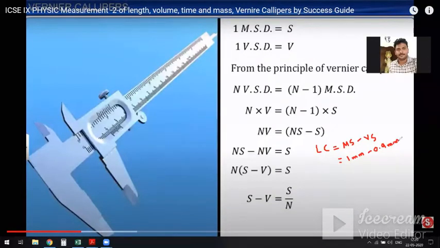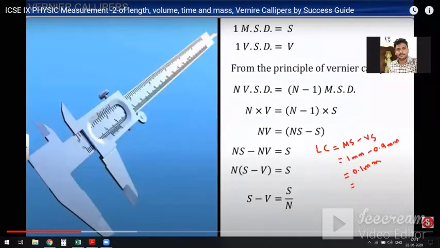Okay, so we will not solve all these hard derivations. We'll simply go with the easy formula, that is least count equals main scale minus Vernier scale. Main scale division is how much? 1 mm minus Vernier scale is how much? 0.9. So 1 mm minus 0.9 is how much? 0.1 mm. Okay, many of you are not able to subtract this. So for that they need to learn the basics of decimals.